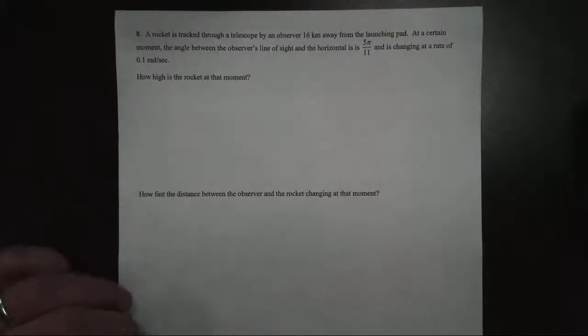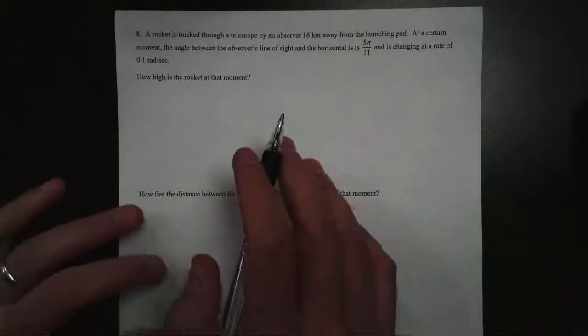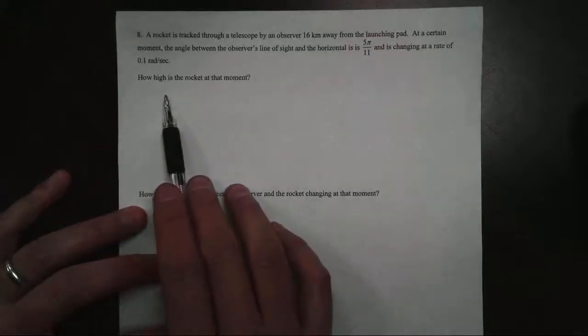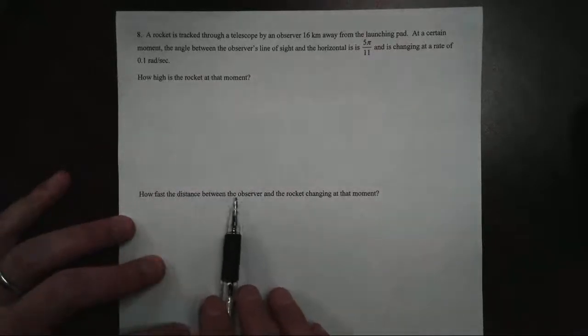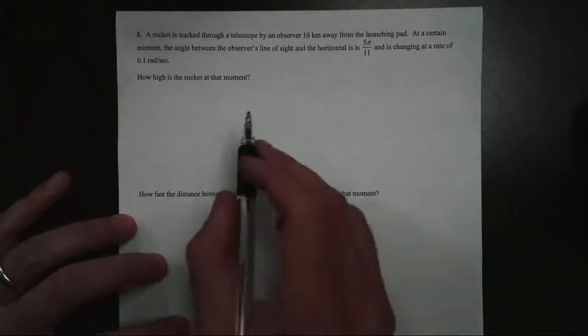Hello, Calculus BC. Alright, this is number 8 on the worksheet. Now there's a mistake on it, so I kind of want to go over some things real quickly on this one. I noticed I changed a couple of things when I fixed the first sentence, and then I put down the second question: how fast is the distance between the observer and the rocket changing at that moment. So let's go ahead and answer this question with you.